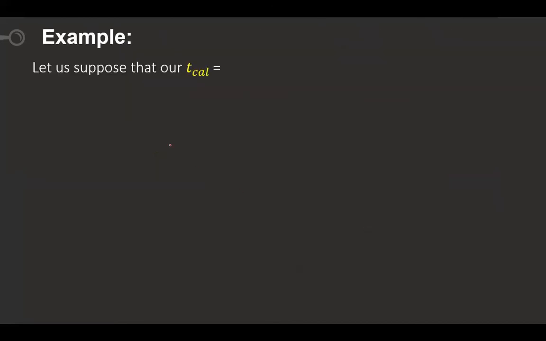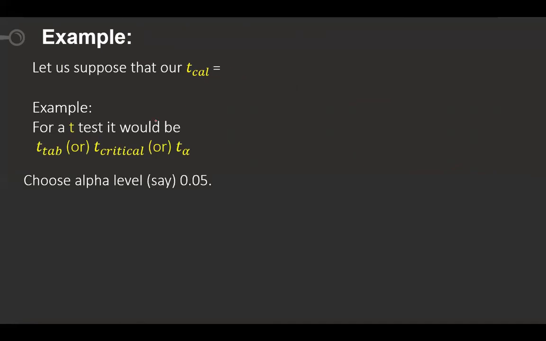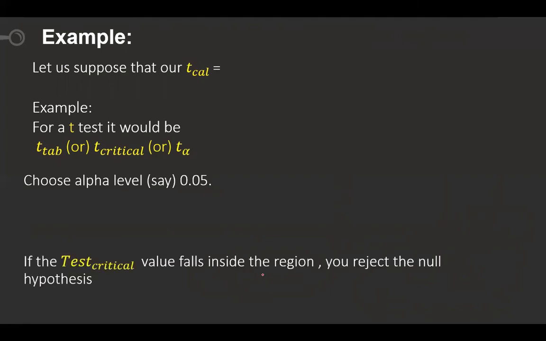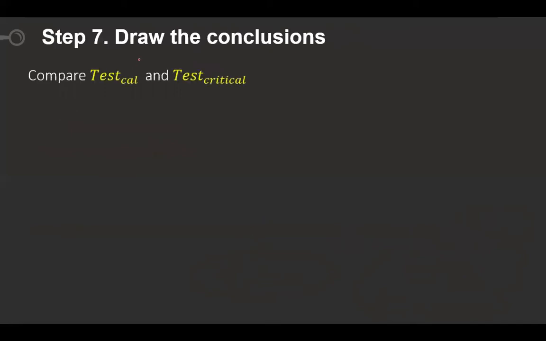Now, I'm going to have an example. Let us suppose that our t calculated value, okay? So here, we are going to calculate something. For a t-test, it would be t-tab, t-critical, or t-alpha. Now, alpha level 0.05 here. After finishing this, we are going to draw the conclusions. Now how to draw the conclusion? See, t-cal and t-critical, I'll call it t-tab. Both of them, I am going to compare.